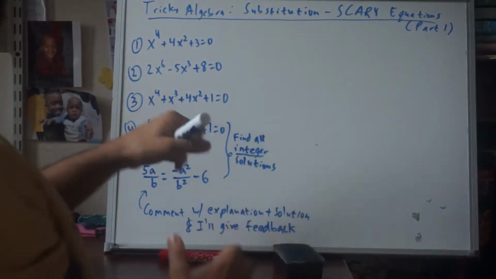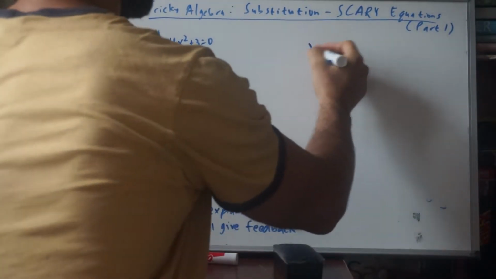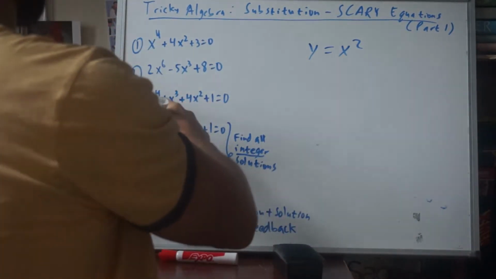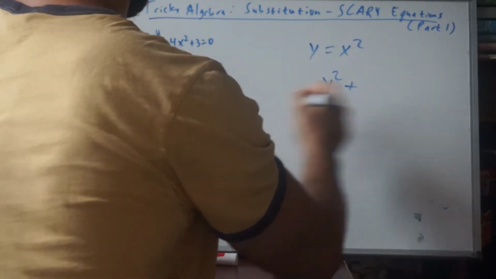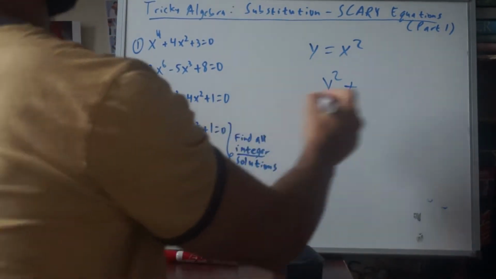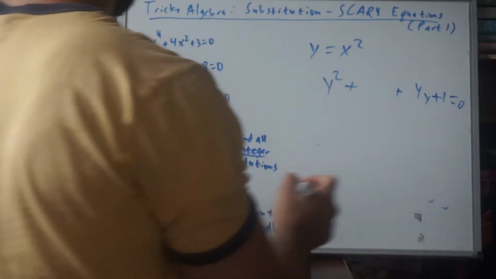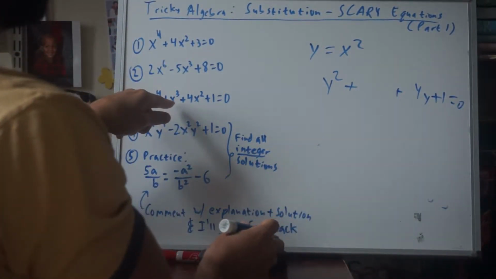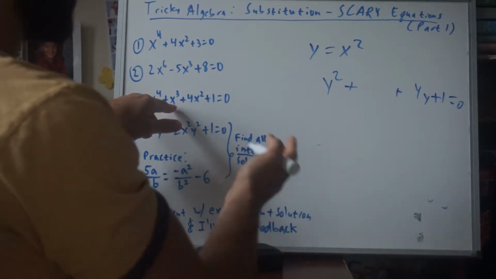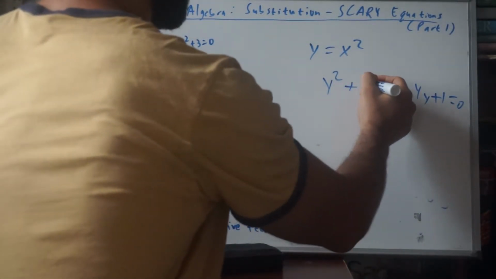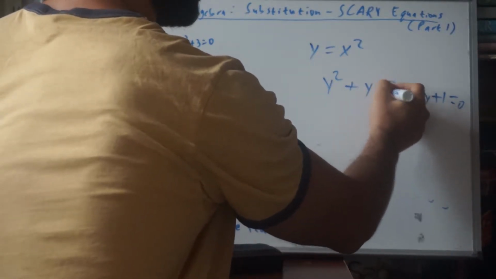Now, number 3. We could try this trick again, so maybe we say, let y equal x squared again, and this time we're going to get y squared plus, I'll skip this term for a second, 4y plus 1. This x cubed is actually the annoying part because it's not quite a y squared, but it's not a y, so it would be y times the square root of y.